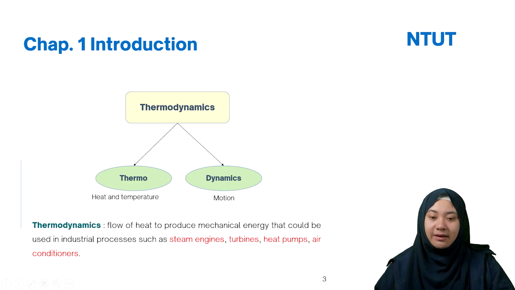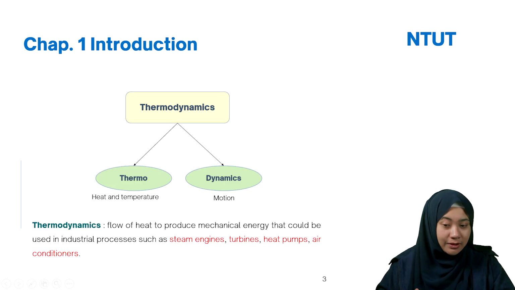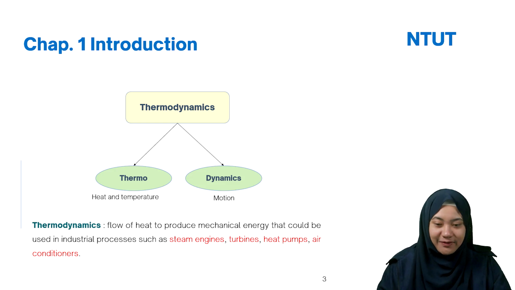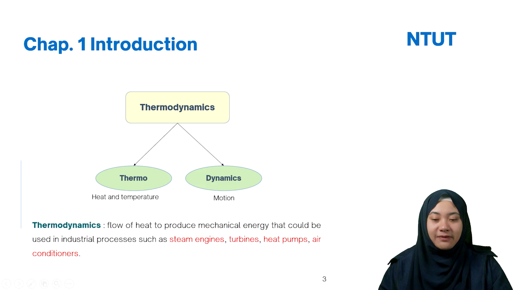Then here, I divide the word into two. One is heat and temperature, which we call thermo. And dynamics is motion. So actually it is heat motion, or heat moving. This is roughly what thermodynamics means, and it comes from the Greek language. In thermodynamics, you have the flow of heat that produces mechanical energy that can be used in industrial processes such as steam engines, turbines, heat pumps, and air conditioners.